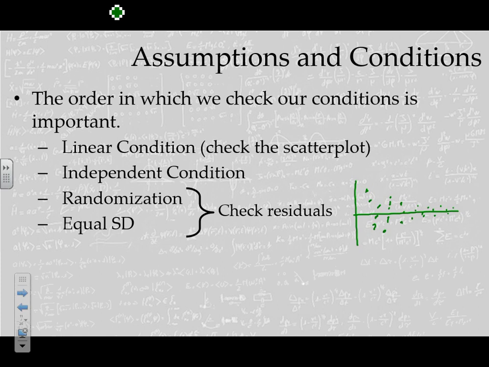The equal standard deviation. As x is getting larger and larger, the distribution along y is getting smaller and smaller, right? So I don't have an equal standard deviation. If I looked at my standard deviation for y at this x value, it's going to be much larger than the standard deviation of y at this x value. And we need it to be fairly similar all the way throughout.